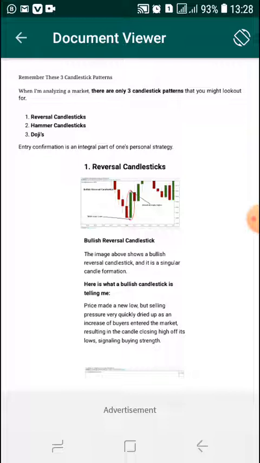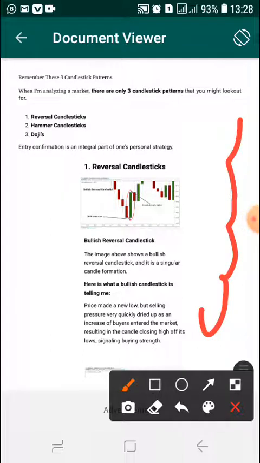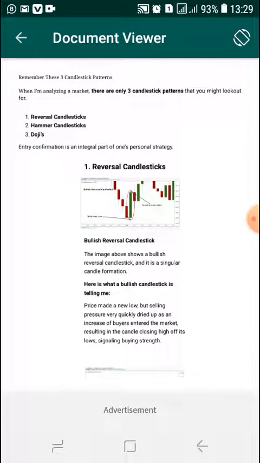Let's say the market is going up, and then somehow you see there is a reversal. Then there's a candlestick pattern forming, and you enter right there, and then the market starts to go down. Then you take your profits there. So this is what the candlestick patterns are used for.